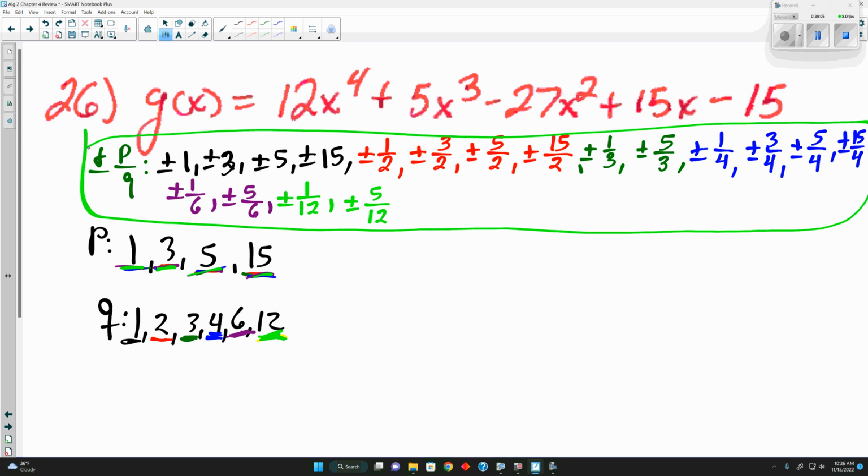Questions on any of this here? How did we get the numbers? Factors of the leading coefficient. Okay, so P is what? Factors of the constant term. And then Q is the coefficient. Factors of the leading coefficient, yes. Questions on this here? Any questions on any of this here?